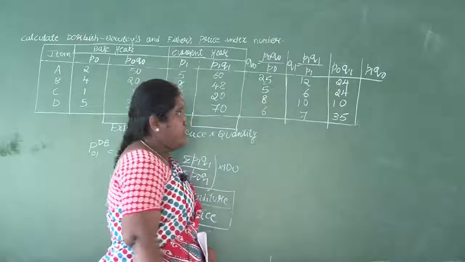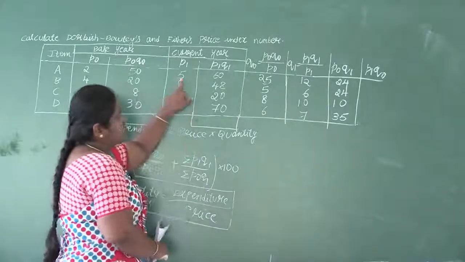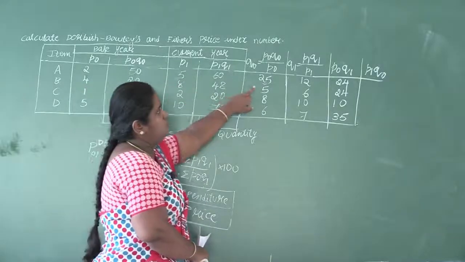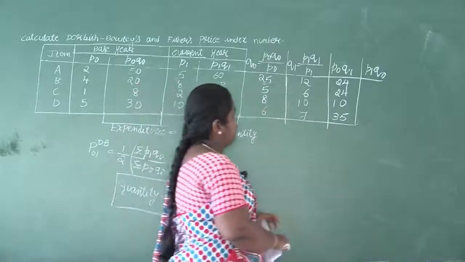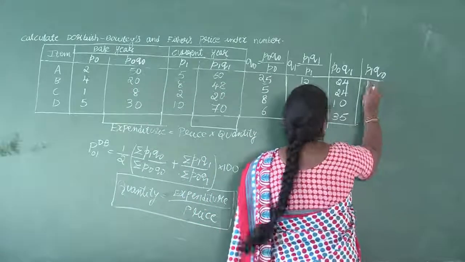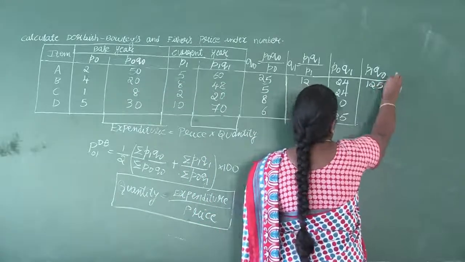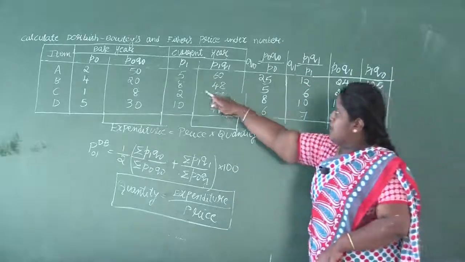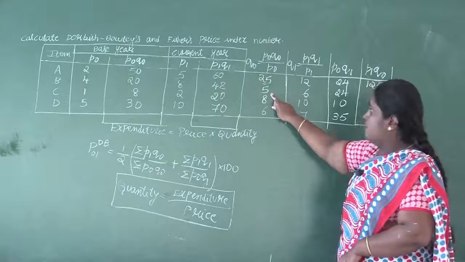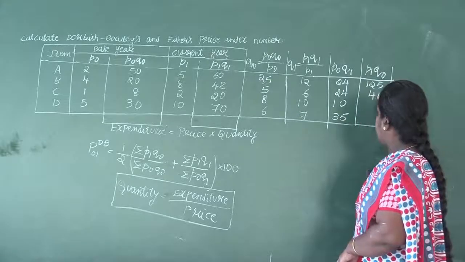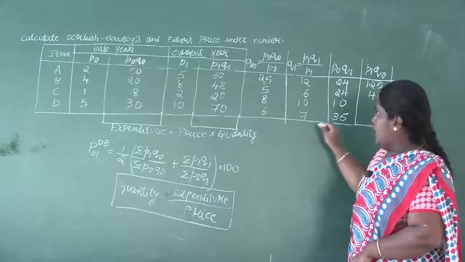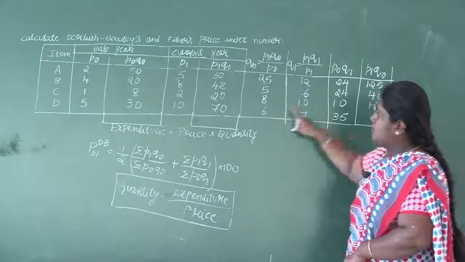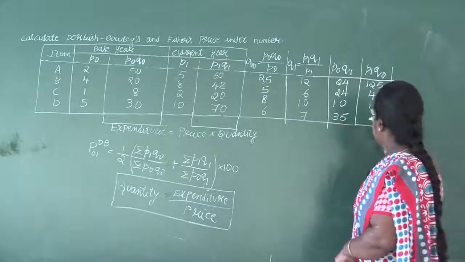Then multiply P1 and Q0. P1 value is 5, Q0 first value is 25. 5 into 25 is 125. Then the next one, 8 into 5 is 40. 2 into 8 is 16. 10 into 6 is 60.